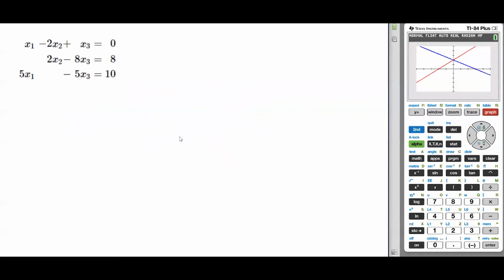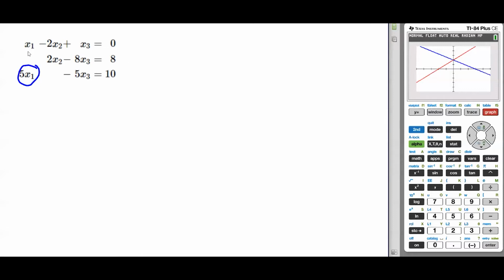So now let's think about what we do when we have three equations and three variables. This system has x1, x2, and x3, and we have three equations. We still want to use the elimination method, and the variable I want to eliminate is this 5x1. Let's use our same method and see if we can get rid of it.